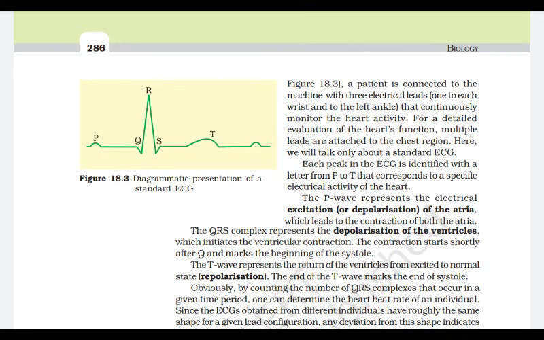Electrocardiogram. This is the diagram which shows the different cycles of the heart: P, Q, R, S, T. These waves express the different electrical activity, and by measuring the different lengths on the ECG, we can predict any problem related to the heart.